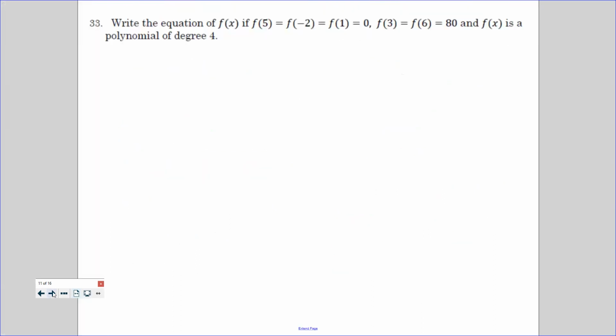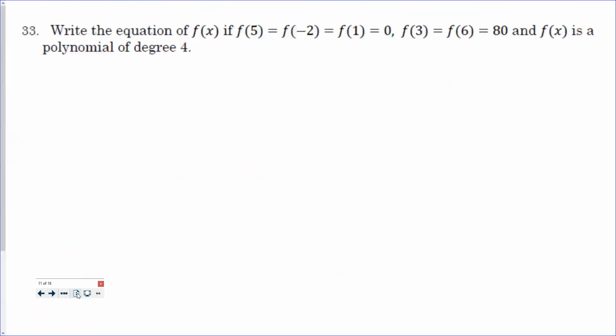All right, let's go on to the next problem. So for 33, write the equation of f of x, where f of 5 equals f of negative 2, which equals f of 1, which equals 0, and f of 3 equals f of 6, which equals 80, and f of x is a polynomial of degree 4. So what I'll do here is, same thing as before, I'll draw a picture, but this part right here is a really complicated part. All it's really saying is that I have the points 5, 0, negative 2, 0, and 1, 0.